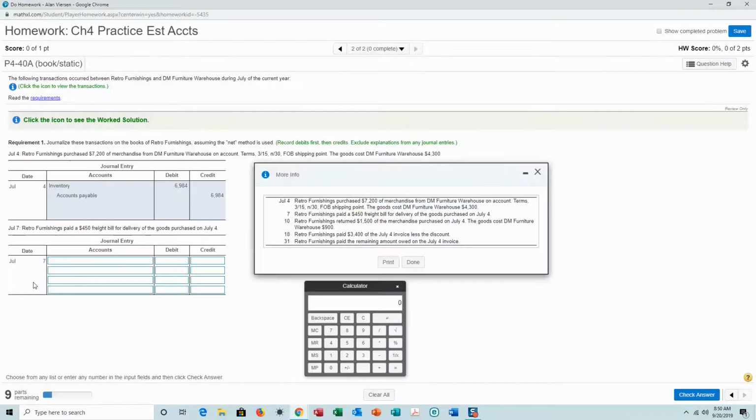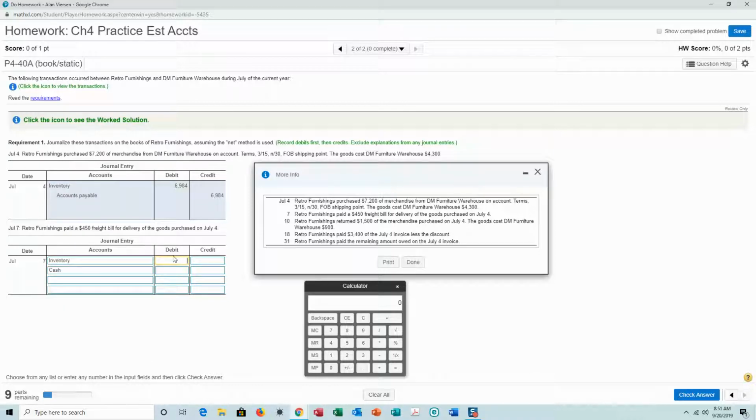So we purchase the inventory $7,200, but because we're using the net method, we have to take the discount out up front before we even pay for it. Now, Retro Furnishings paid a $450 freight bill. Whenever you see the word paid, that means cash. It goes down, so that's a credit. And when you pay for the freight, and we do have to pay for the freight because it's FOB shipping point, you add it to the inventory cost. Okay, and then the other account will be cash.